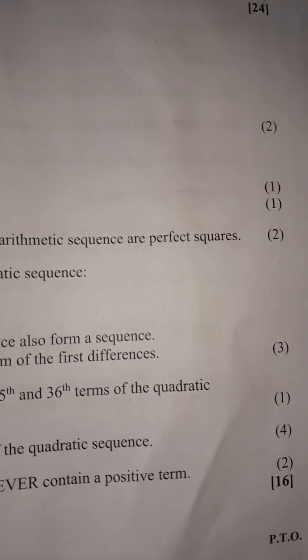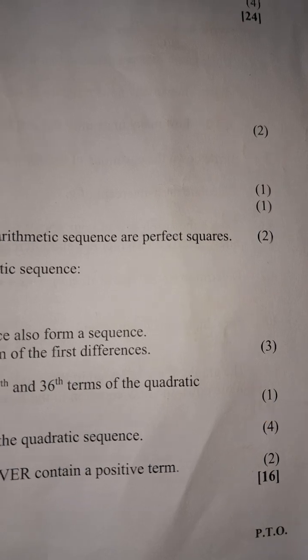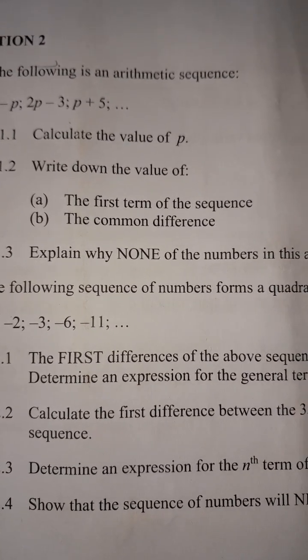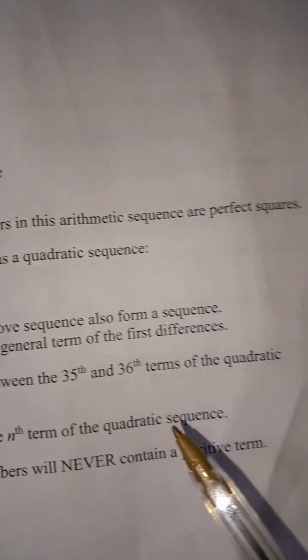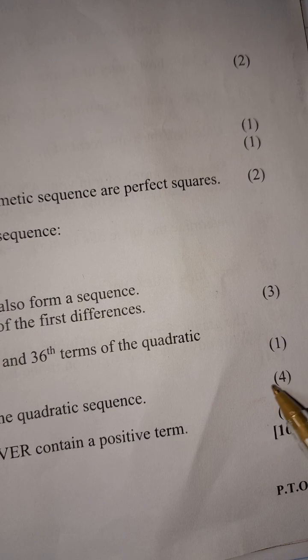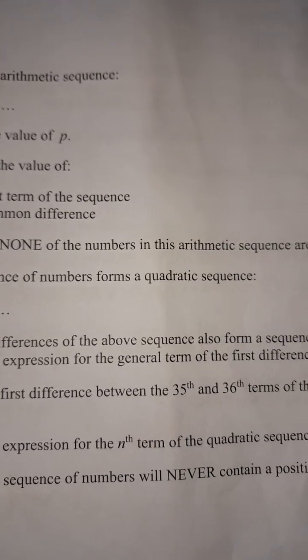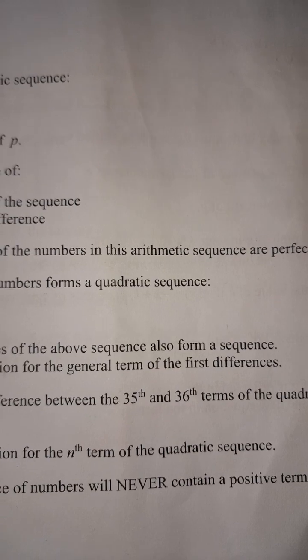Mind you guys, the first one had 3 marks and the other one had 1 mark, right? Okay, let's go to 2.2.3. Determine an expression for the nth term of the quadratic sequence. That is 4 marks, guys, right? Okay, without wasting time, let's work it out.